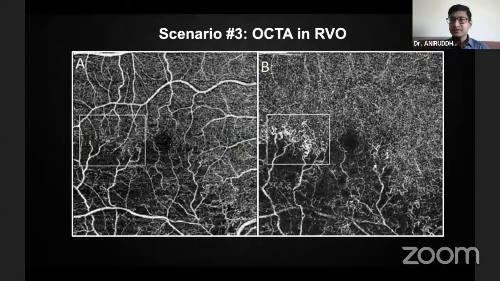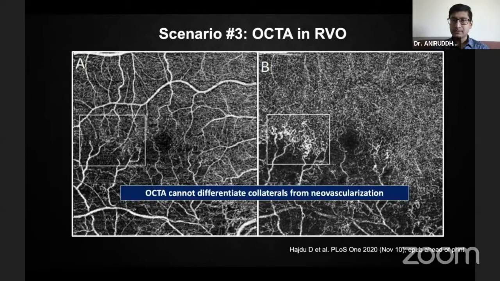The third scenario is retinal vein occlusion, where you realize that this patient, over a period of follow up, has developed collaterals. But OCTA will not be able to tell you whether these are collaterals or neovascularization. It's very difficult to differentiate between collaterals and neovascularization on OCTA in vein occlusions. Therefore, in vein occlusions, it's very important to base your decision also on clinical photographs and fluorescein angiography, and not just depend upon OCT angiography.